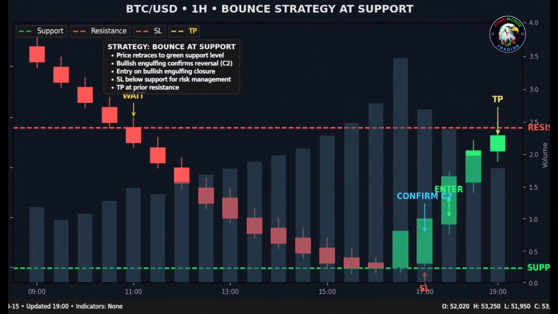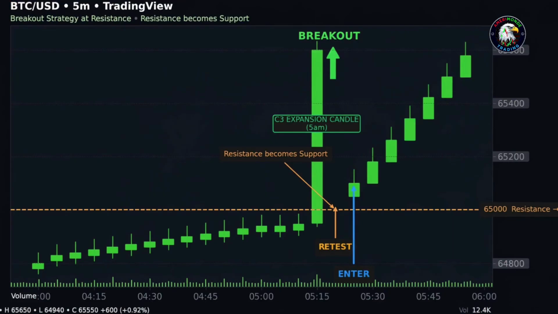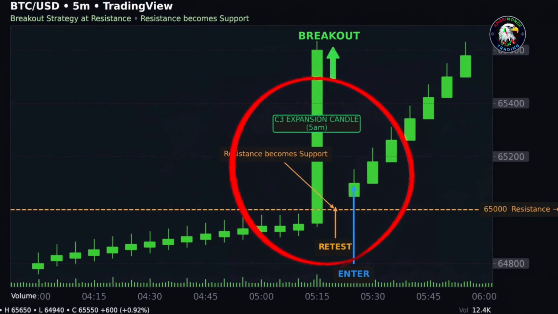If you master only this one setup, you can be a profitable trader. Never buy support blindly. Strategy number 2. The breakout and retest. This is where the big money is made. Look, price breaks resistance with a huge C3 expansion candle at 5 a.m., high volume, strong close above. Most retail traders chase here. They FOMO buy at the top.